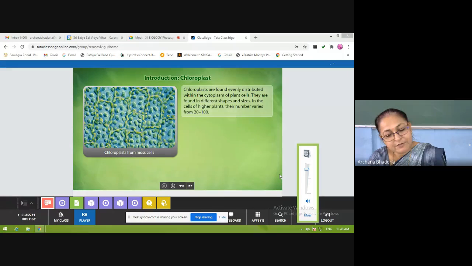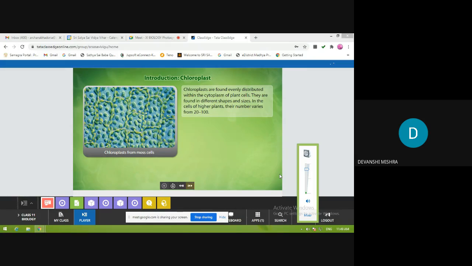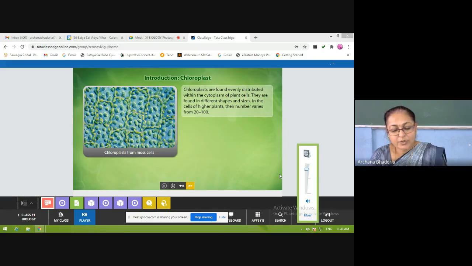Why the dark reaction will not occur if there is no light reaction? Quickly. Ritu, can you answer? Devanshi now. Ma'am, because in light reaction, ATP and NADPH2 is formed, which is utilized in dark reaction. Very good, excellent. Okay, because जब तक ATP and NADPH2 नहीं बनेंगे तो dark reaction नहीं होगा.